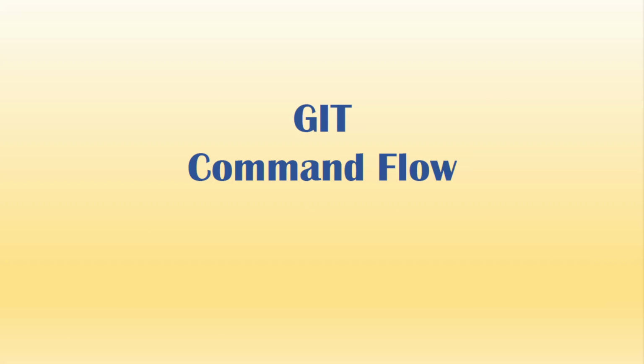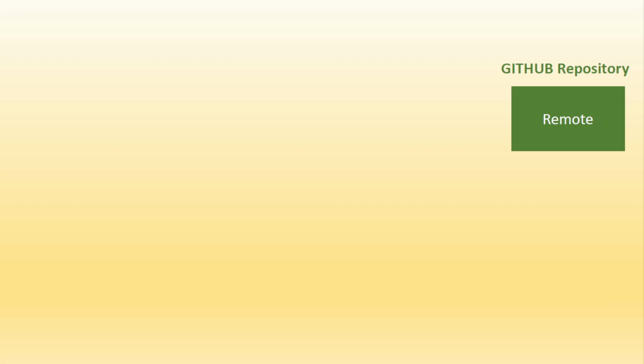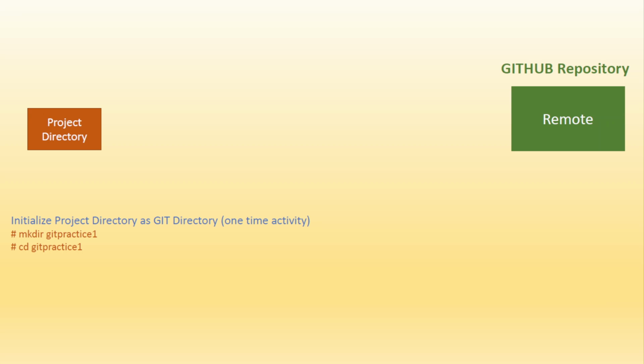Now let's understand what the different commands in Git are that get used when we go from one stage to another. First of all, we have our Git repository that is remote, and we have our project directory. This is, I would say, a normal directory. It's not a Git directory as of now. The command that we use on Linux is mkdir, and I have just given git practice one as the directory name. Then once we create the directory, we enter into the directory using the cd command, cd git practice. These are one-time activities that you need to do.